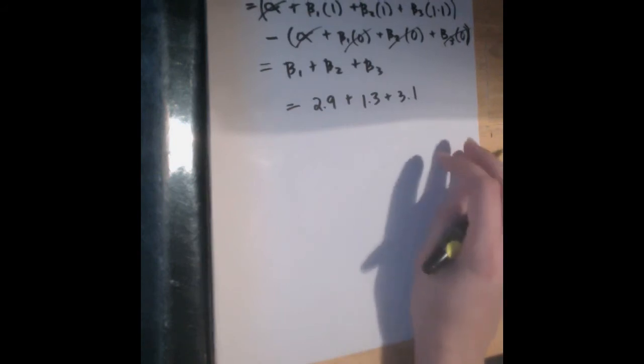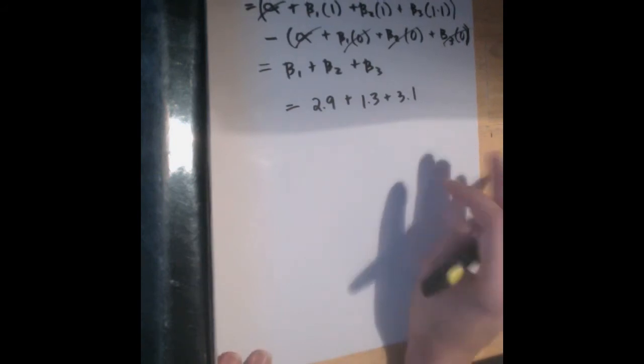So what do you do when you're looking at something where you have more than 2 levels of something?